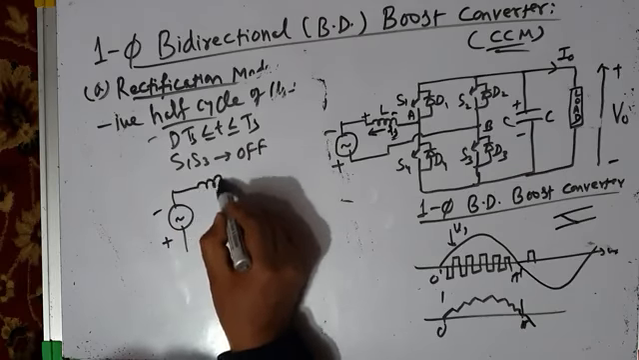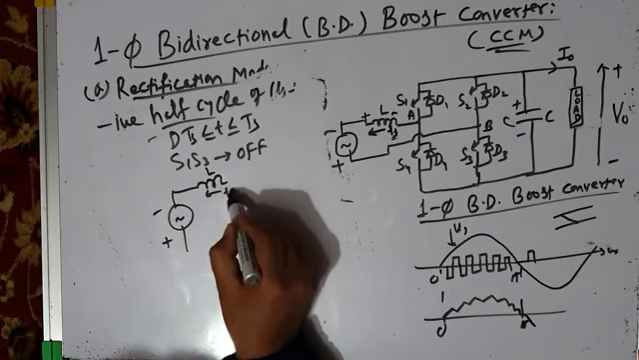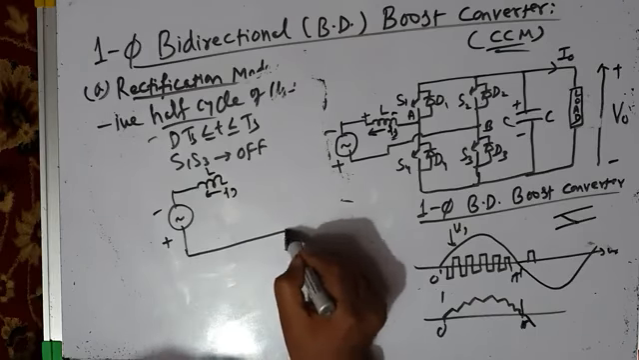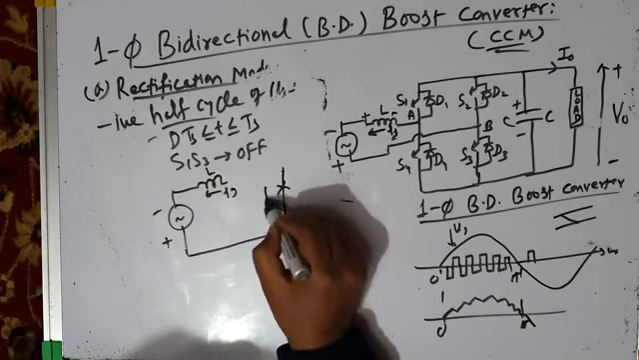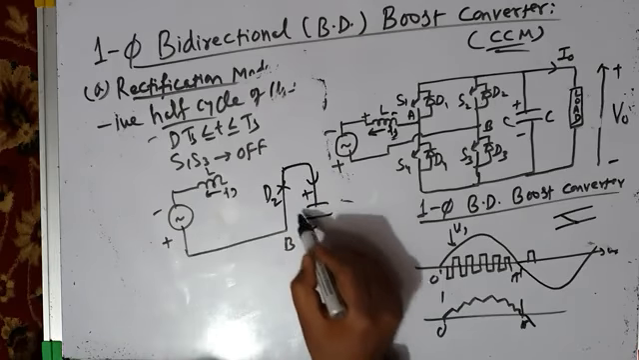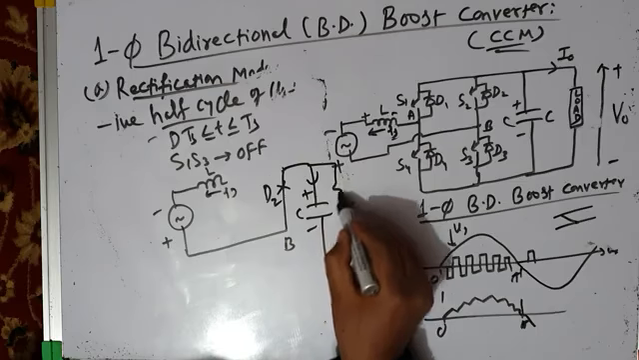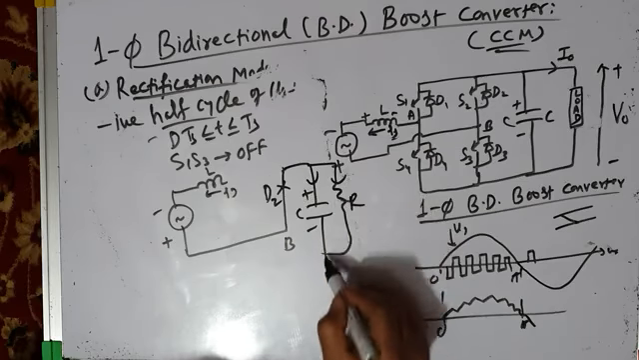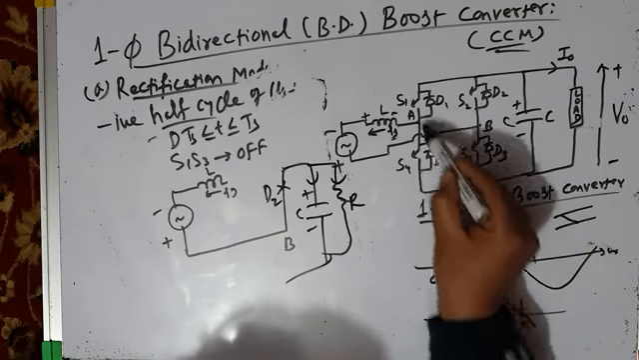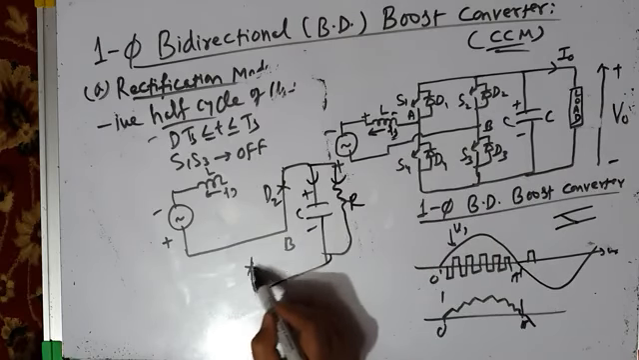See this, like this, through D2. Some of the energy will go into the capacitor and charge the capacitor, and the rest of the energy will be consumed by the load. And where will the return path be? Through D4, back through D4.